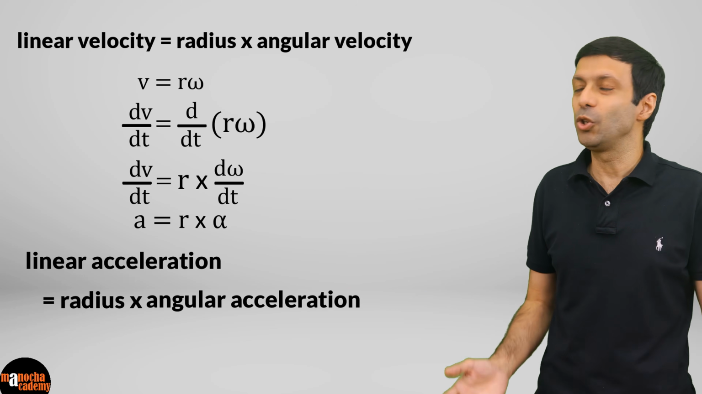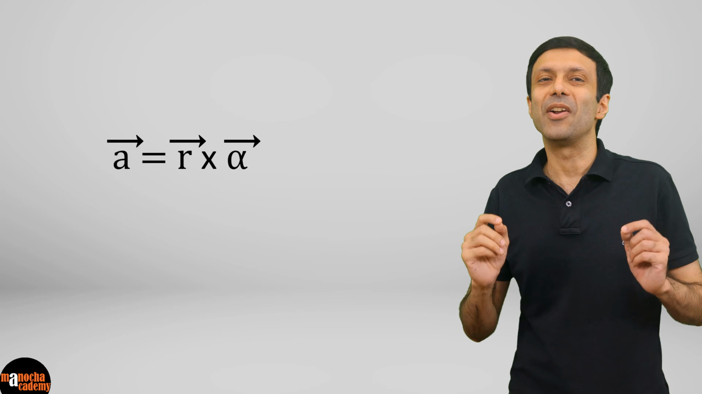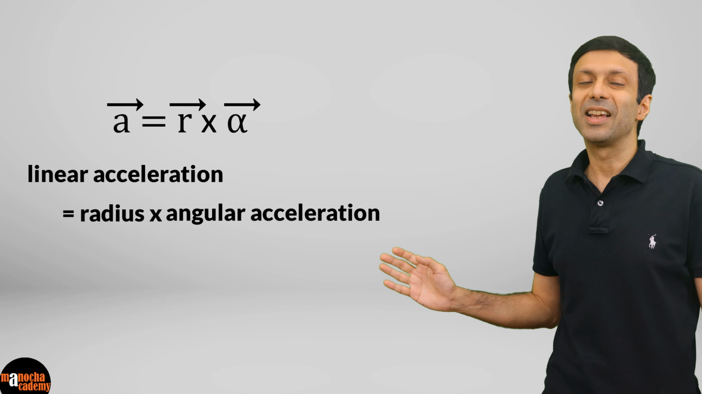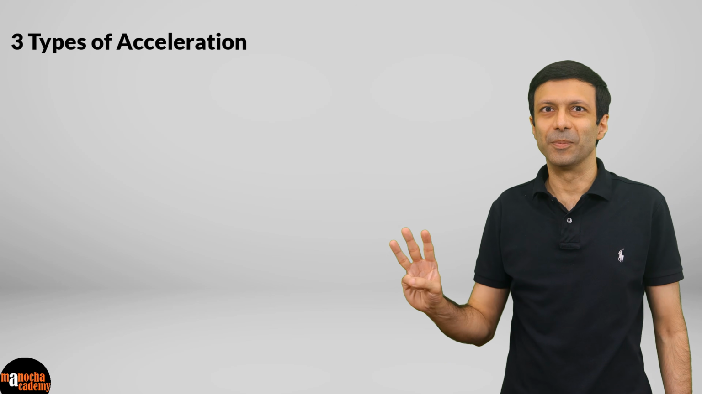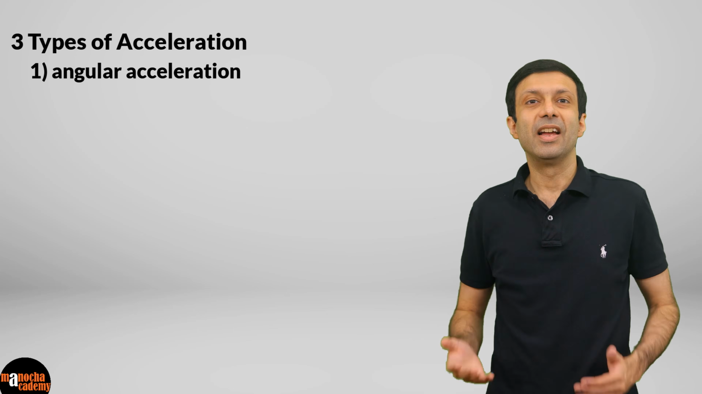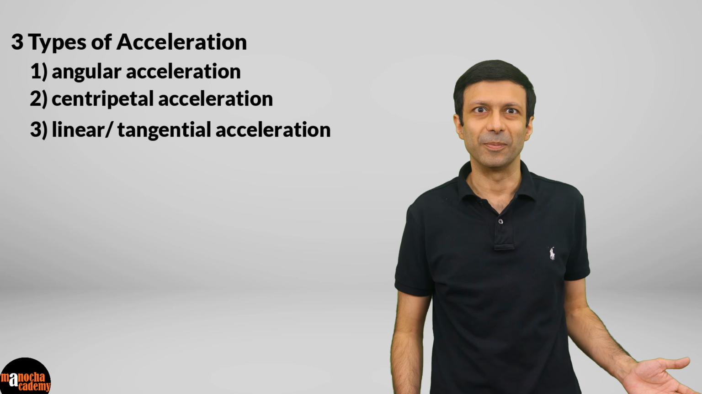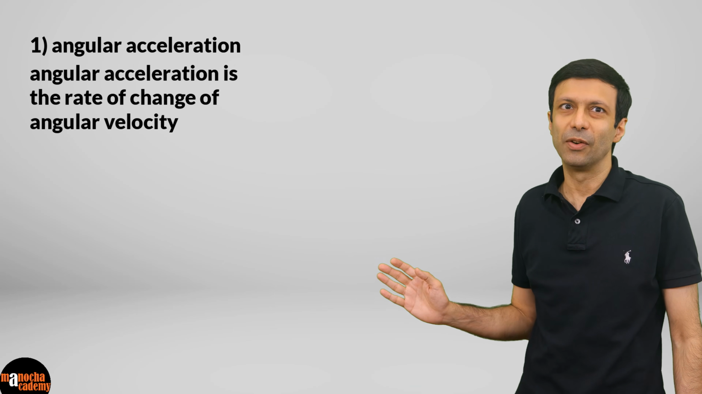And in vector notation, you can write it as a equal to r times alpha with the arrows on top of the quantities, since they are representing vectors. So remember the important relation that we saw. Linear acceleration is radius times the angular acceleration. So in a circular motion, there can be three types of acceleration: angular acceleration, centripetal acceleration, and linear or tangential acceleration. Angular acceleration is the rate of change of angular velocity.